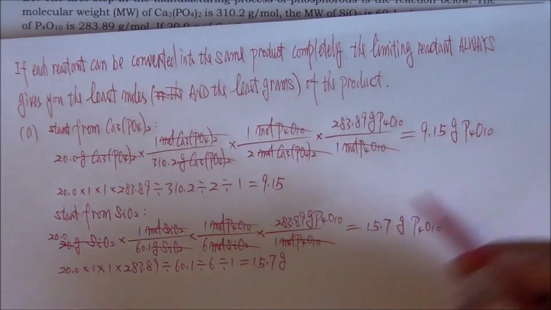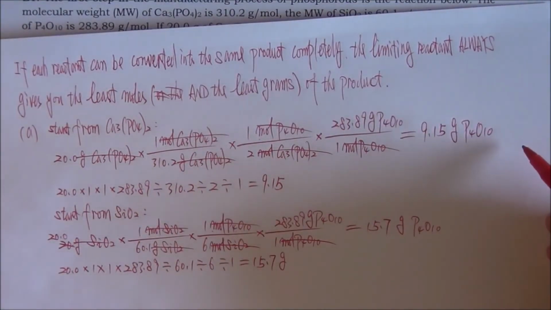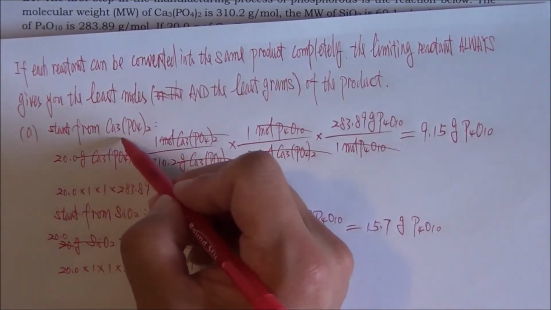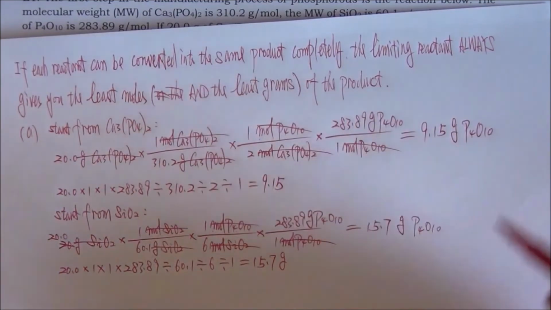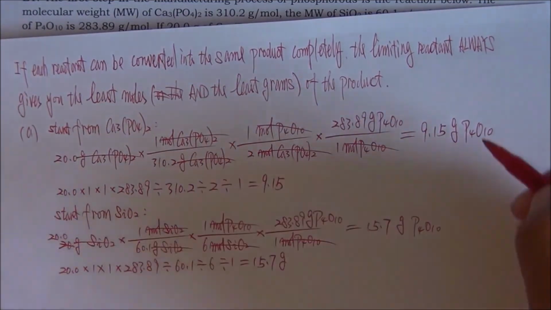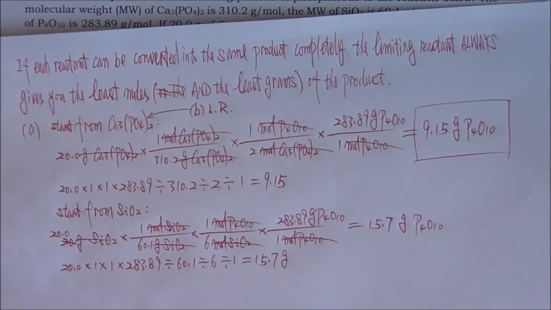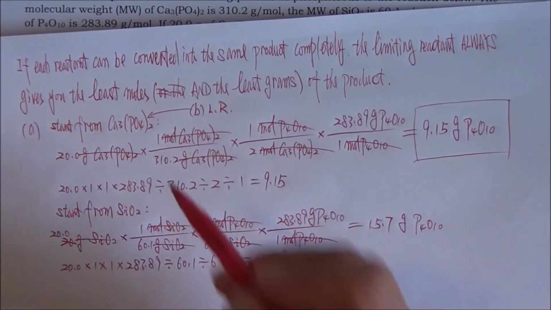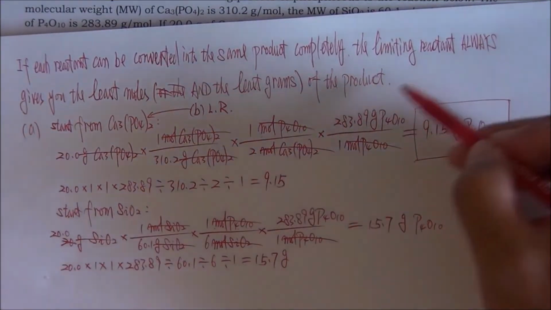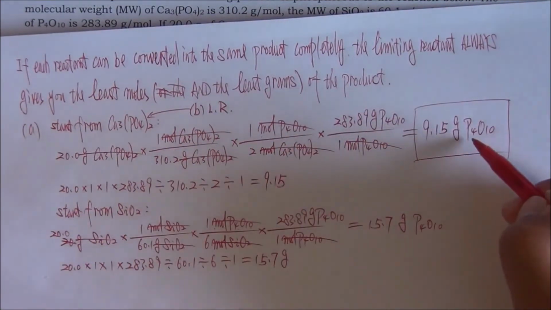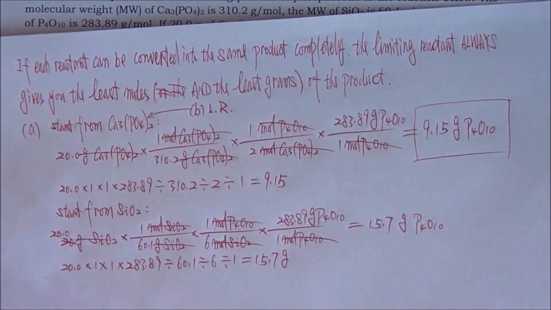Let me compare these two numbers. This is a smaller number. Therefore, calcium phosphate is the limiting reactant. This will be how many grams we are going to get. There's one more thing I want to remind you. Do not eliminate this part. This is our proof to show this guy is the limiting reactant. It's also the proof. This is how many grams of tetraphosphorus decaoxide we are going to get.